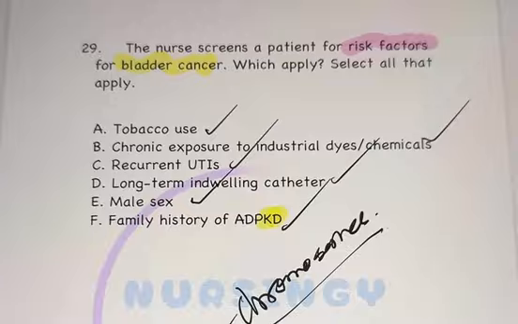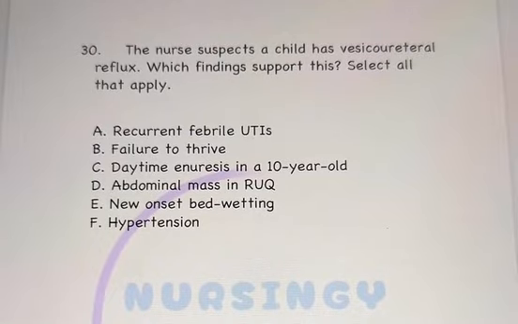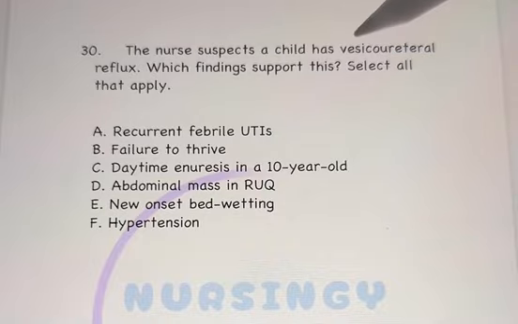Okay, let's do question 30. Then we are going to have a 2-minute break. So the nurse suspects a child has vesicoureteral reflux. Which findings support this? Select all that apply. So VUR is the condition when urine flows backward.